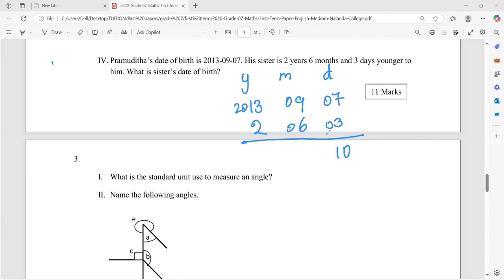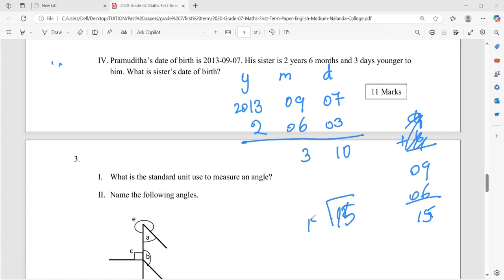This is going to be 10 days. Then 15 months, you cannot write 15 months. You have to take the 12 months out. That means 1 year, and you can write only 3 months here. Actually, it happens like this, right? 9 plus 6 is equal to 15. Then you are going to find how many 12s are there in 15.